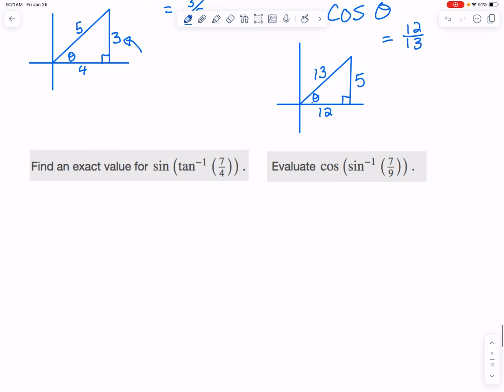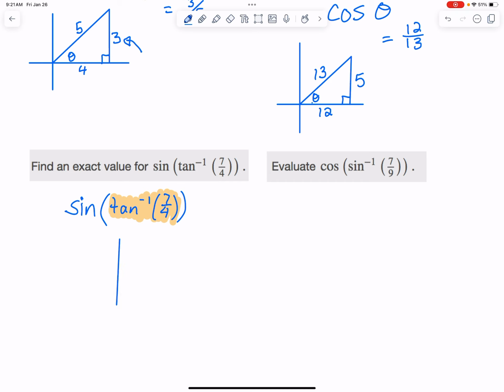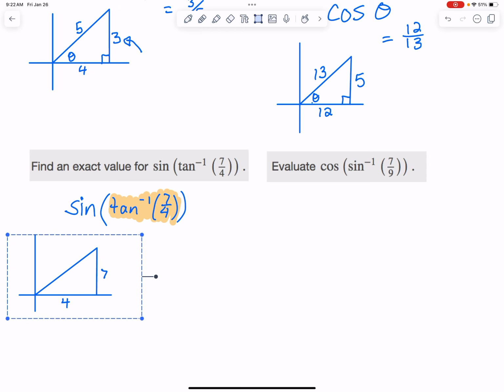I have a few more here. Let's take a look at this one. So sine of inverse tangent of 7 over 4. And we're going to focus on the inside first. On the inside, it's 7 over 4 for tangent, so it's going to be quadrant 1. So here's my triangle. And then I know tangent is opposite over adjacent, so it's going to be 7 over 4. And I'm going to have to do the Pythagorean theorem here because it's not a clean one.